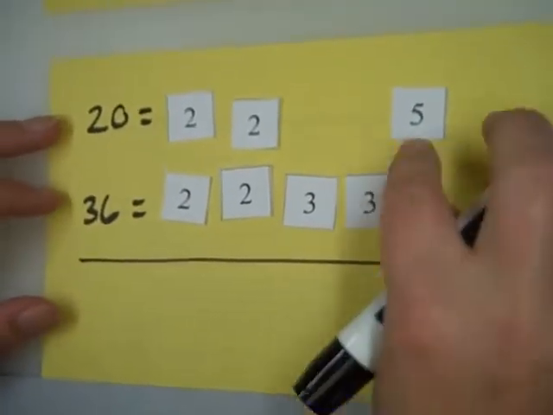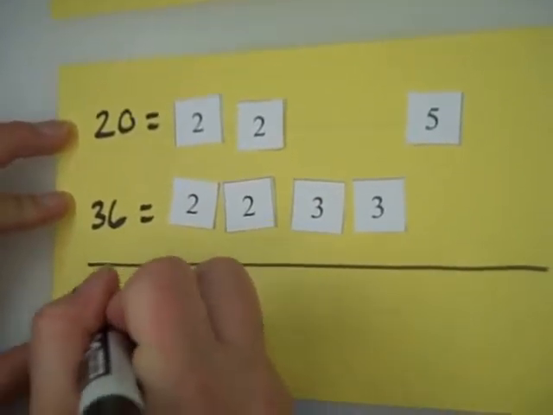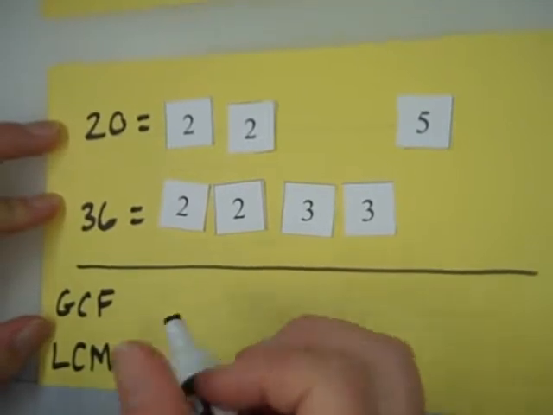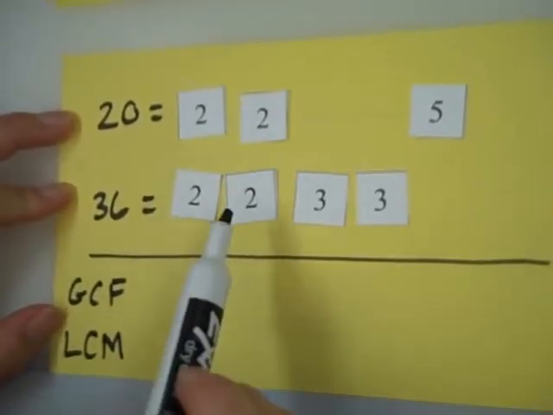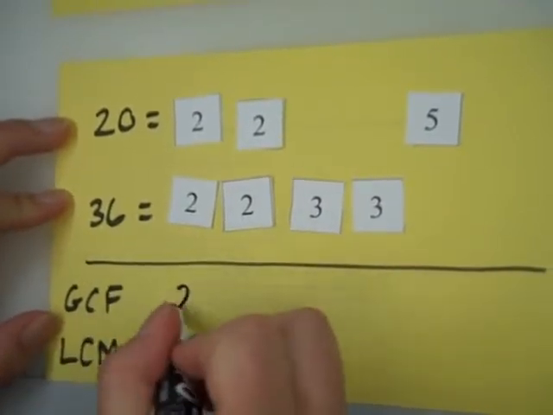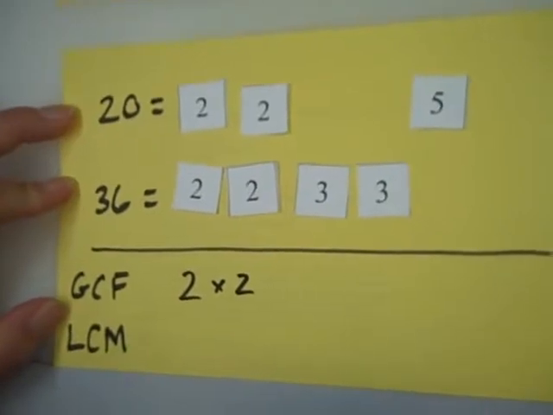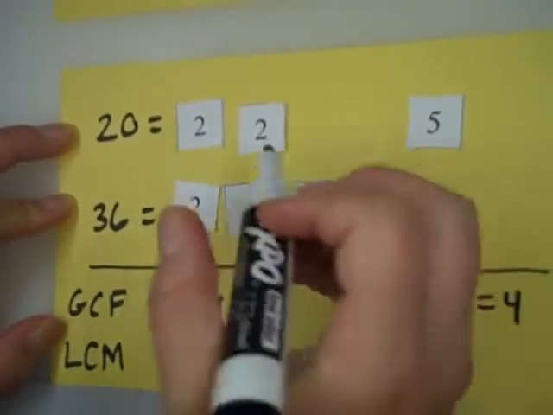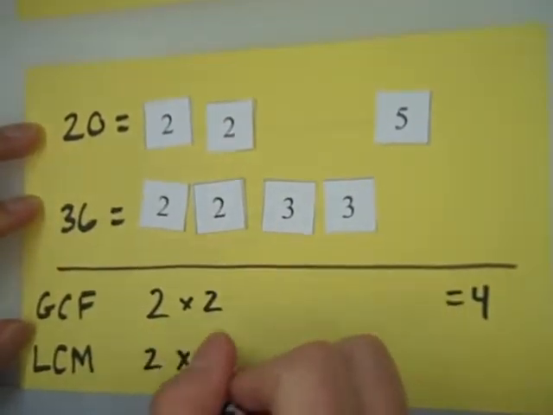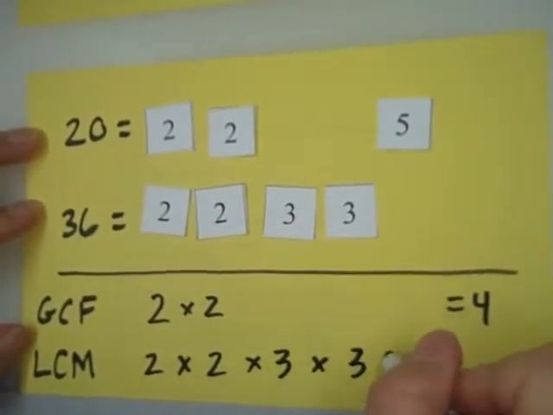Okay. So notice here that from this list of primes, I could get both the GCF and the LCM. The GCF would be where it's on both lists, right? So the GCF would be this 2 times this 2. It's the greatest common factor of them, right? So that would be 4. The LCM would be taking anything that's on either list, so that would be 2 times 2 times 3 times 3 times 5. So it's an OR.